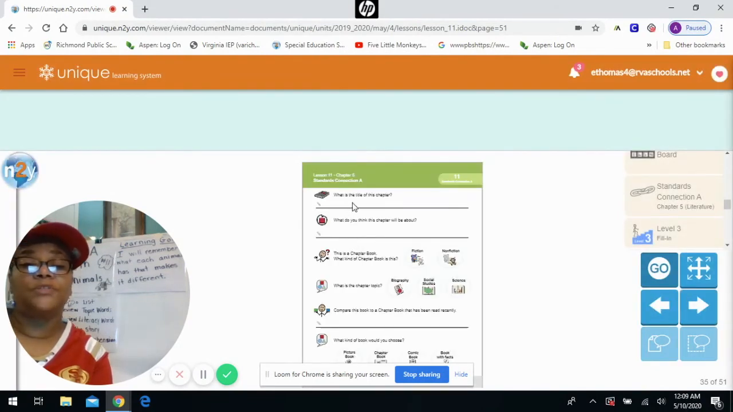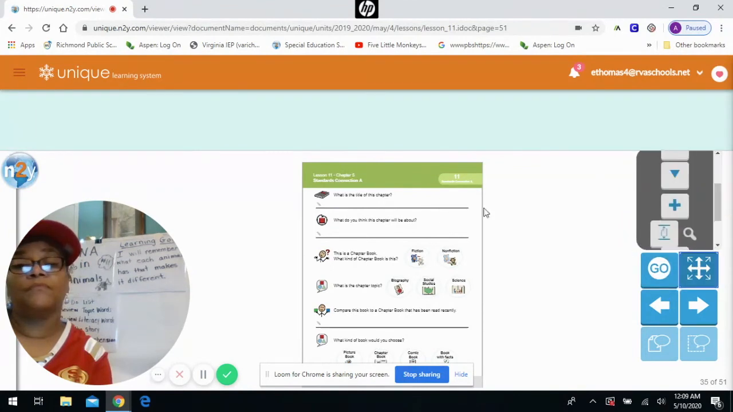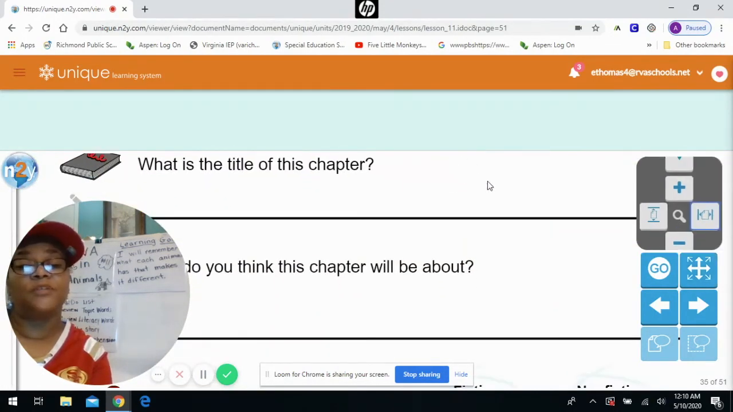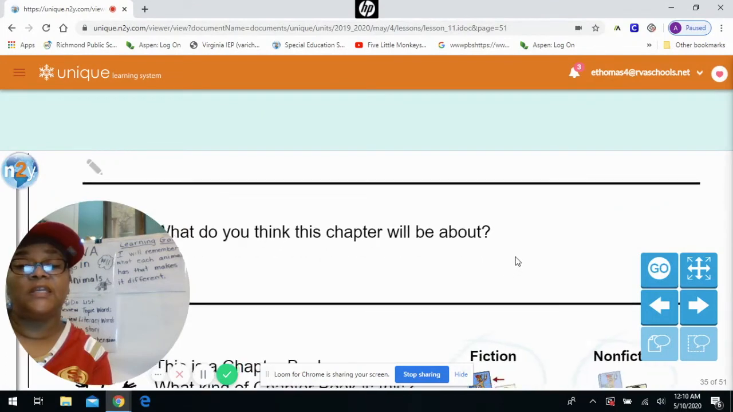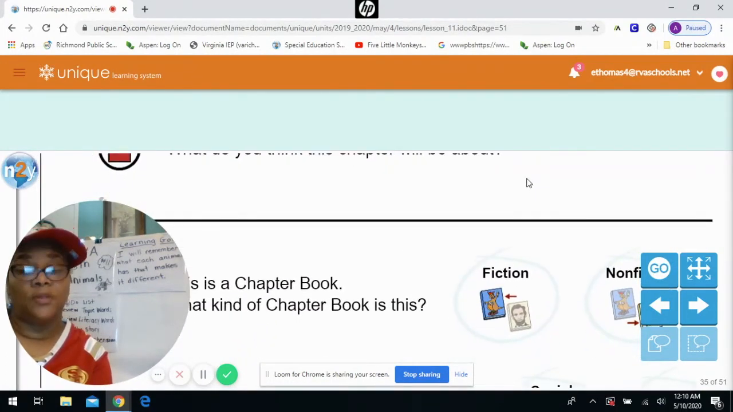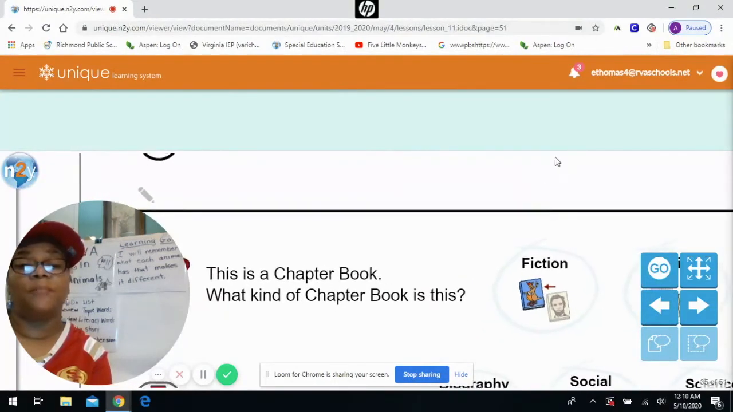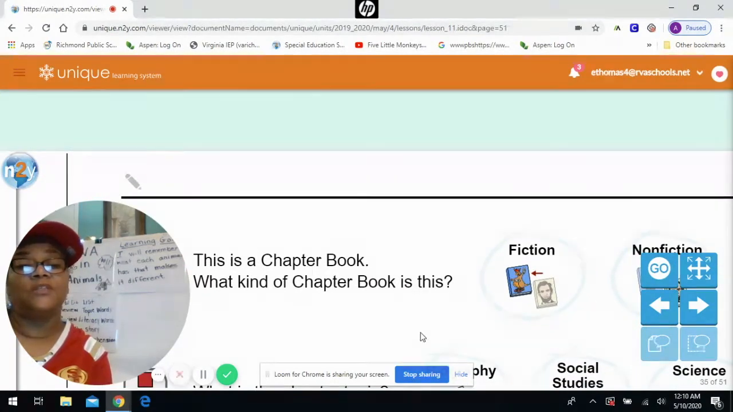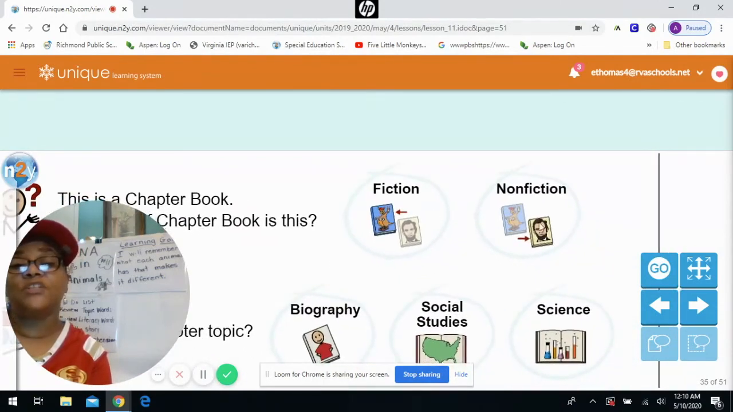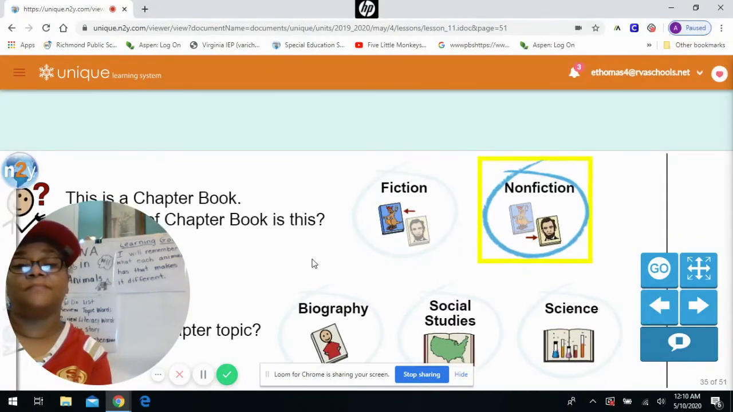Always, what is the chapter? Okay, let's make it bigger. All right, so the title of this chapter is what? DNA and animals. What do you think this chapter would be about? It's going to be about the DNA in animals. It's going to be about animals. This is a chapter book. What kind of chapter book is this? Fiction or nonfiction? It is a nonfiction.